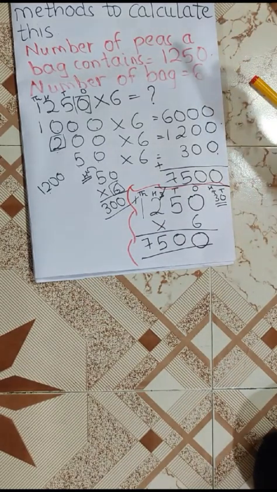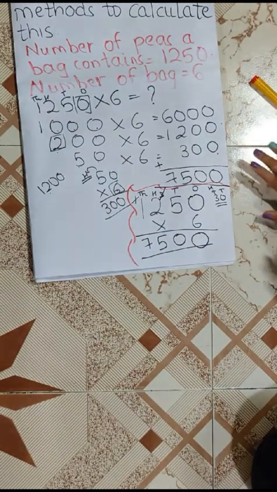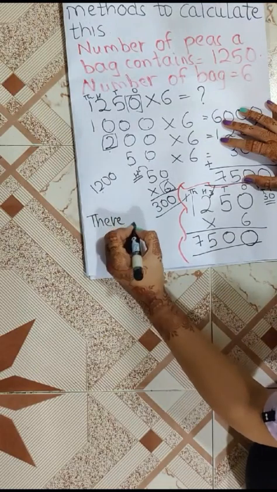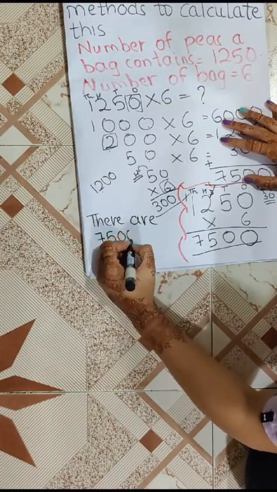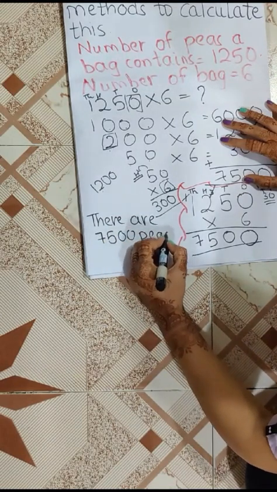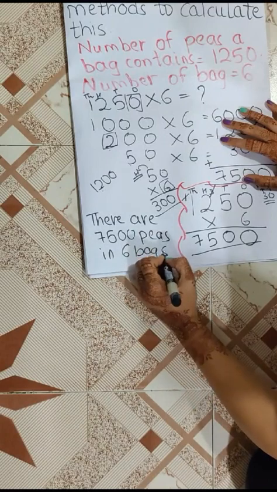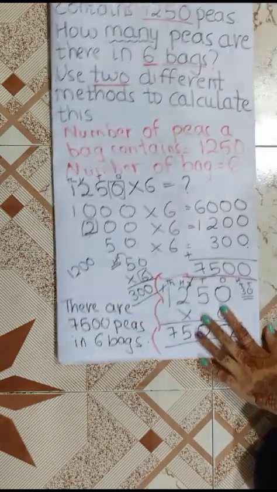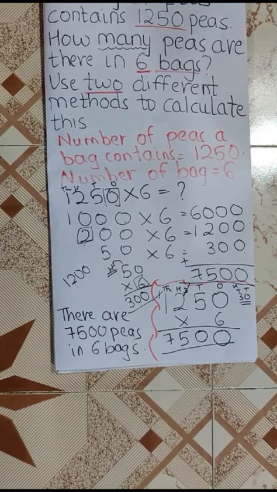So my question's final statement will be, how many peas are there in 6 bags? So there are 7,500 peas in 6 bags. This is how, just to reiterate again, we integrated comprehension. So we got 2 statements, then we solved with both the methods, and the final statement is what we got.